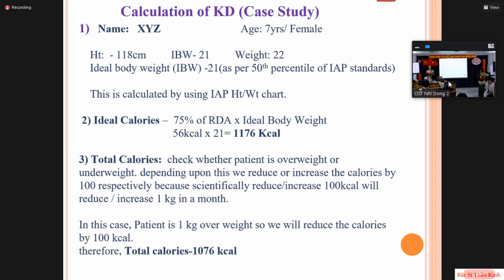Next, we proceed with the total keto calories. We decide this on the basis of whether the patient is overweight or underweight, and then we reduce or increase the calories by 100 respectively, because we know scientifically that reducing or increasing 100 kilocalories will in turn reduce or increase 1 kg in a month in a safe manner. In this case, the patient is 1 kg overweight, so we'll reduce the calories by 100. So now the total calories is 1076 kilocalories.